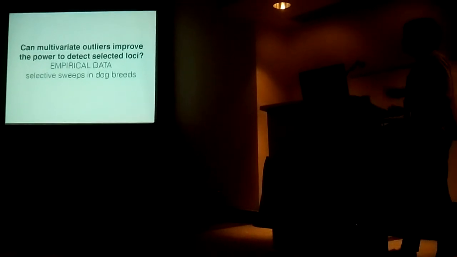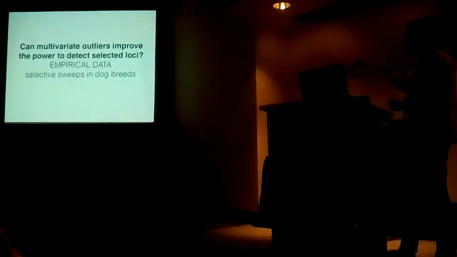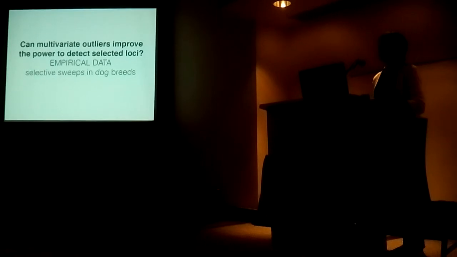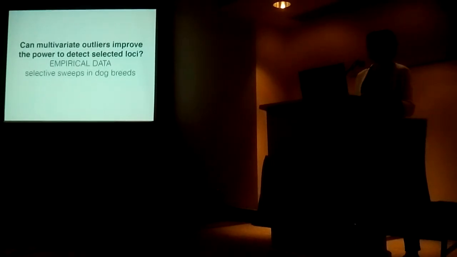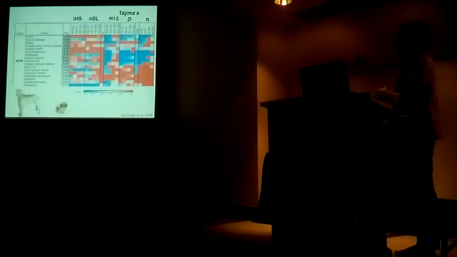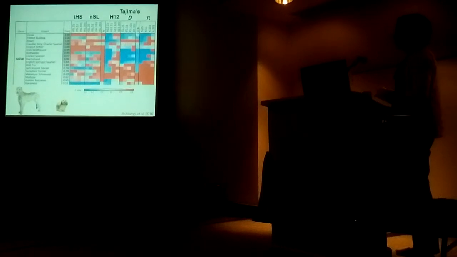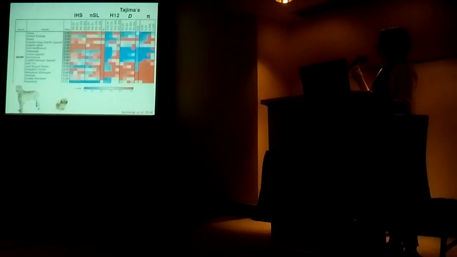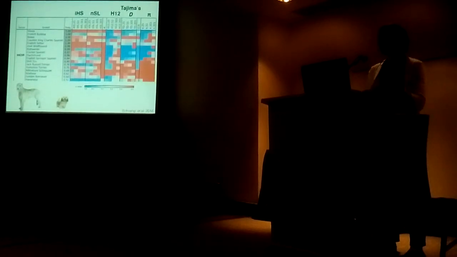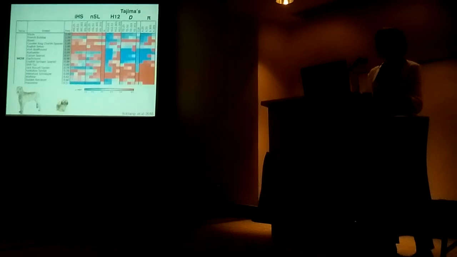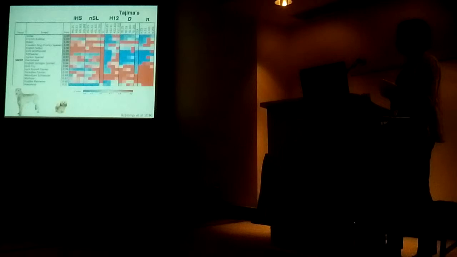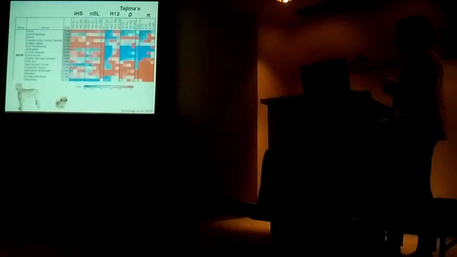So then we ask the question again, but this time with empirical data, and we use a recently published data set on selected sweeps in dog breeds. This was a really nice data set that was just published this year in Molecular Ecology, and it basically used loci that were known to have strong phenotypic effects and to be under selection in these different breeds, evaluated their frequency in each breed, and then compared the power of different selection scan statistics to detect selection on these loci.